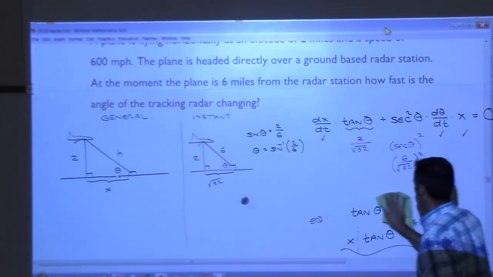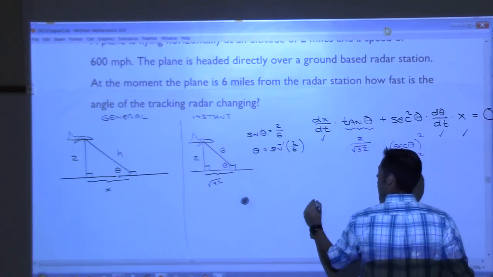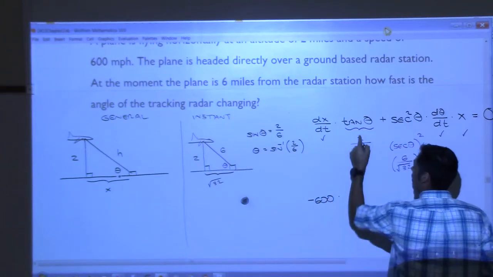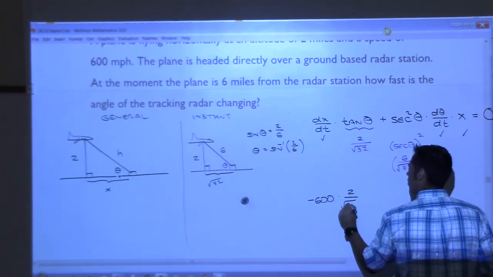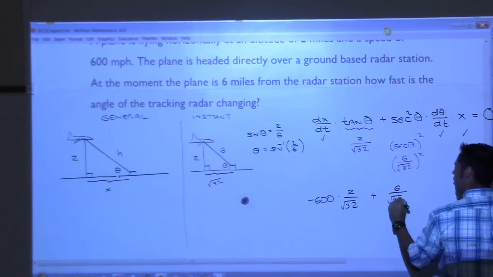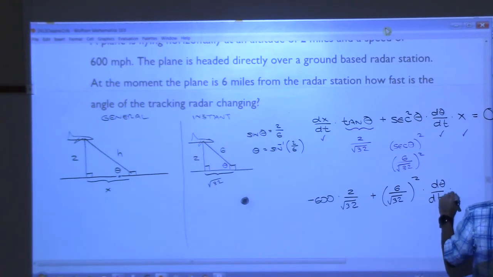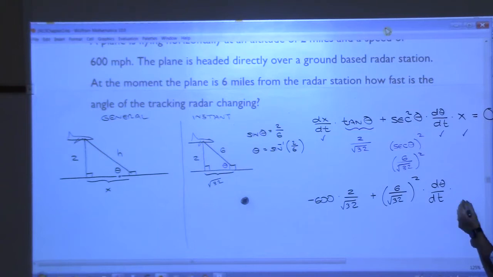Let's just put this all together and we'll have an answer. Okay, dx dt was negative 600. Then this was 2 over root 32. And then plus we have 6 over root 32 squared, and then times d theta dt, and then times x, which was, I forgot. Oh, root 32 equals 0. There it is. Not pretty, but it is what it is, right?